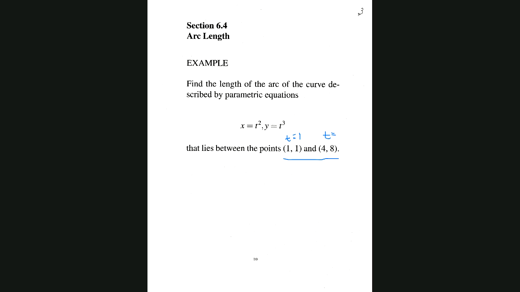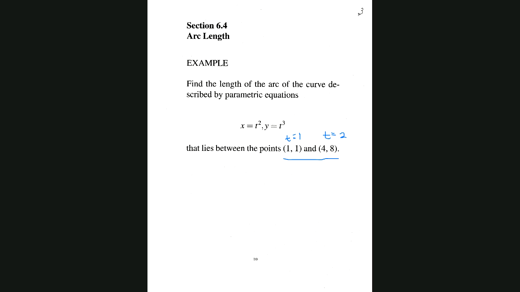What's the ending time going to be? We end up at 4, 8. What would t have to equal there? t would have to be 2. Good, good. Good, Tina. Good, Rodrigo. Because 2 squared is 4 and 2 cubed is 8.